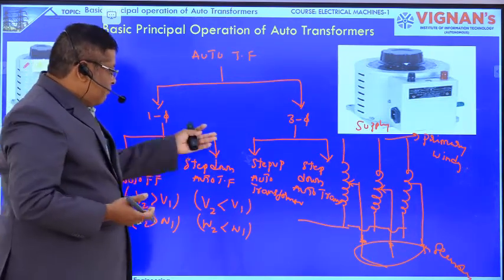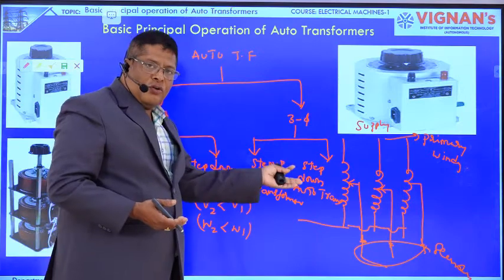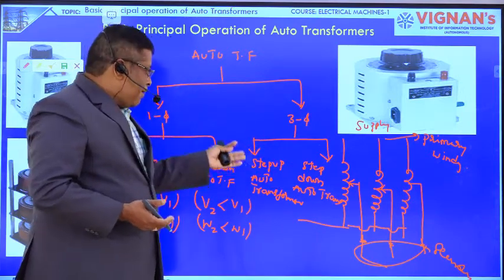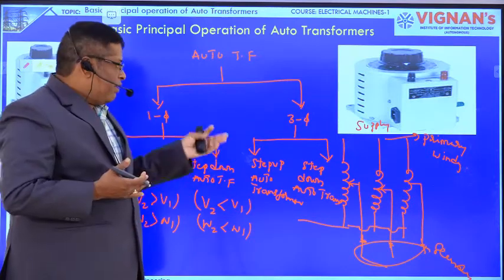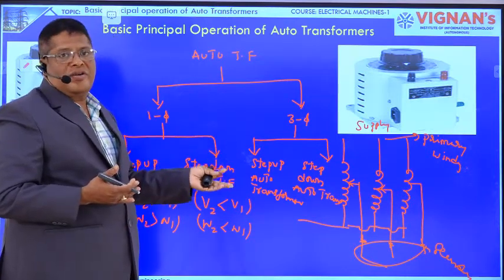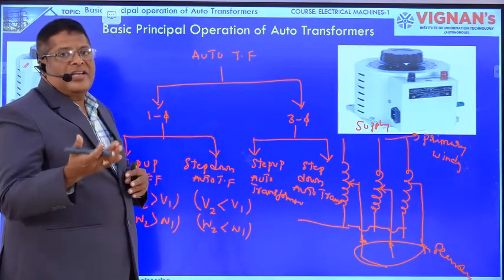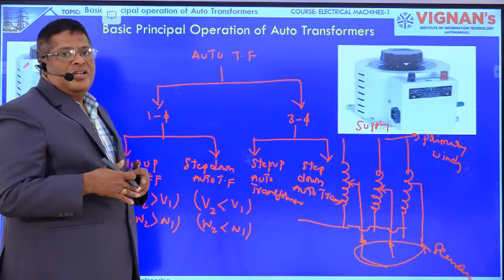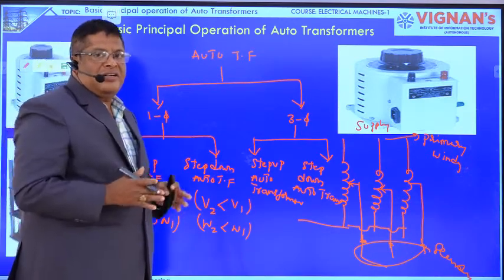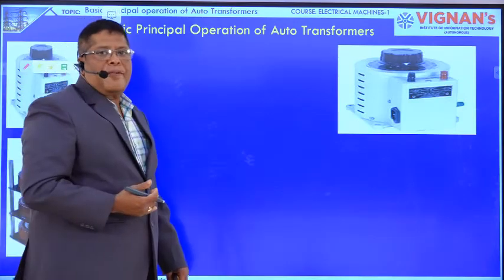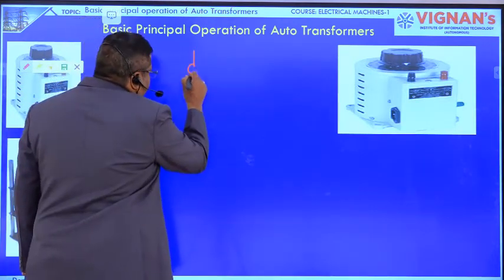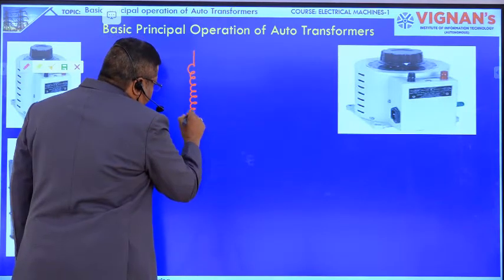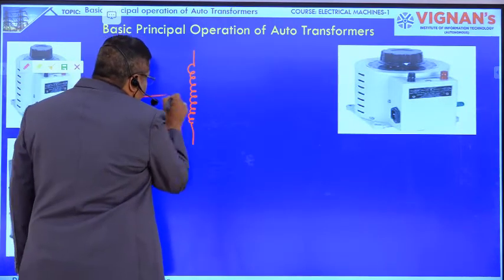The same for three phase also. In a three phase auto transformer, step up and step down are there. Step up means the output voltage is more than the input voltage, whereas the step down auto transformer is nothing but the output voltage is less than the input voltage. This is possible; we are going to see the step up auto transformer. See, in the case of a step up auto transformer, this is the winding. Here we are giving the voltage.